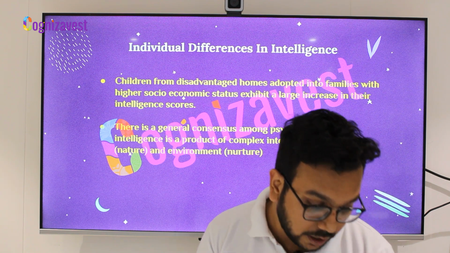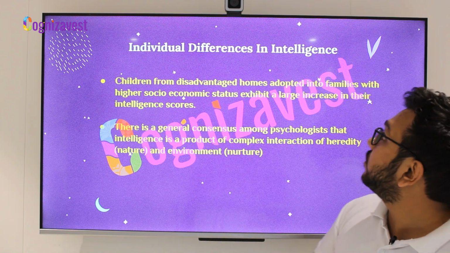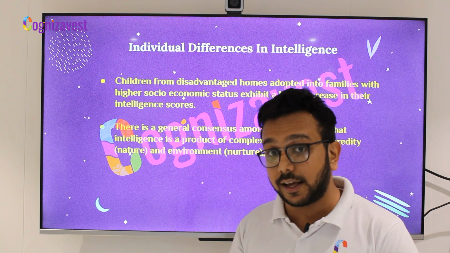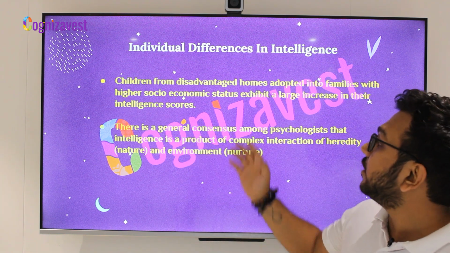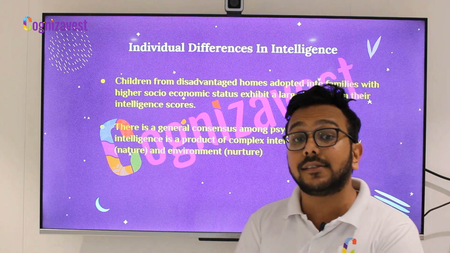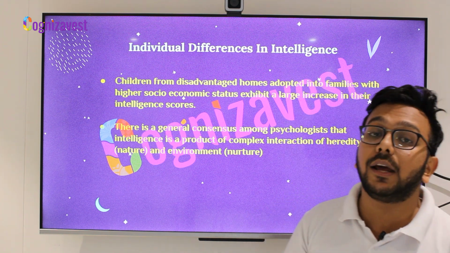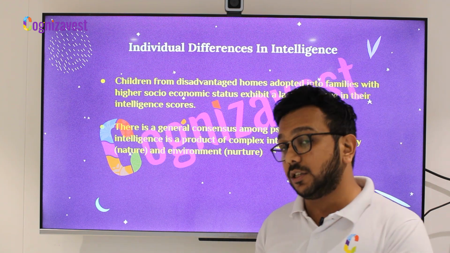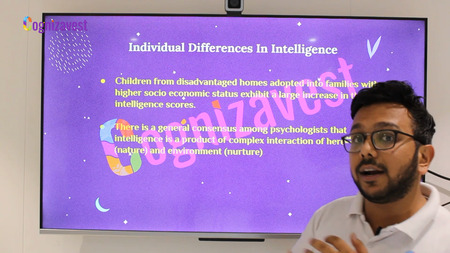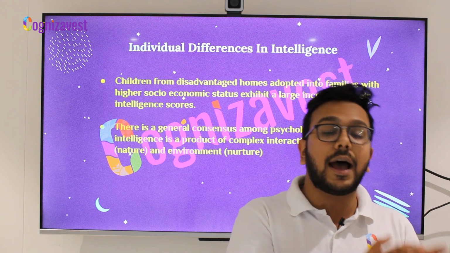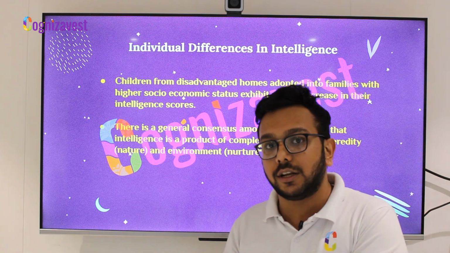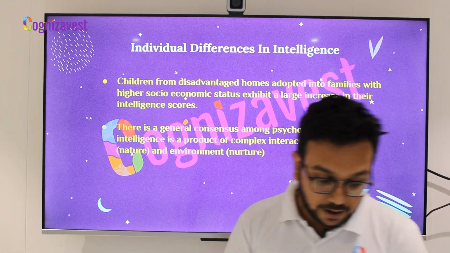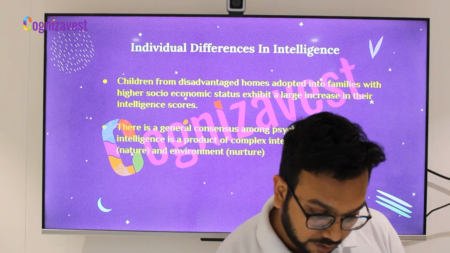Moving on. Children from disadvantaged homes who went into good families also showed some increase in their intelligence. There is a general consensus among psychologists that intelligence is a complex interplay of heredity and environment, which is your nature and your nurture. Intelligence is related to both your nature and the nurturing you get. Nature is heredity, nurture is environment. So this was our first topic for the day.